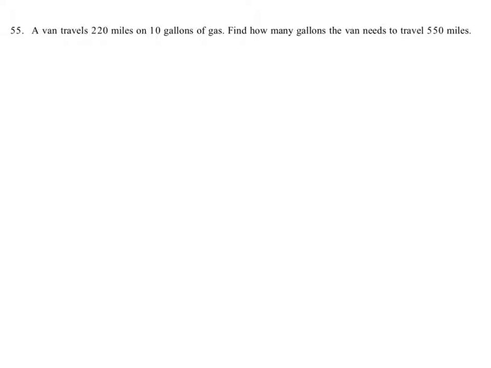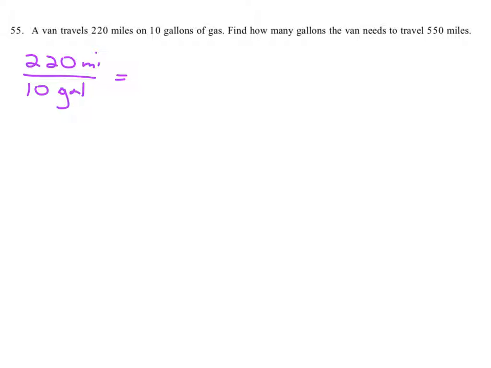All right, so a van travels 220 miles on 10 gallons of gas. Find out how many gallons of gas the van needs to travel 550 miles. We're going to set this up as a proportion, and how this is going to look is that we're going to write 220 miles on top, and on the bottom, the amount of gallons of gas that it takes to do it, 10 gallons.